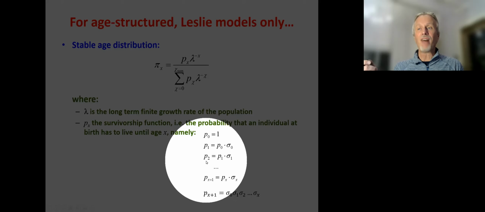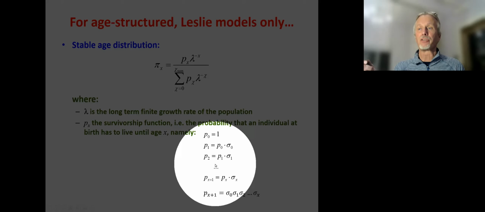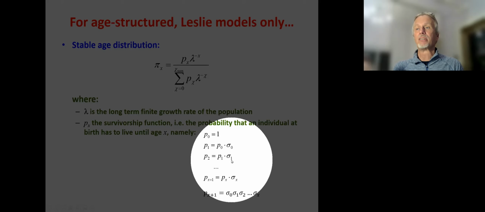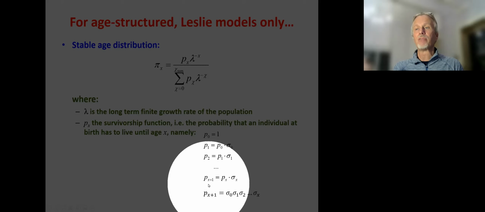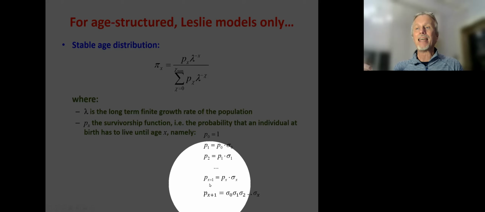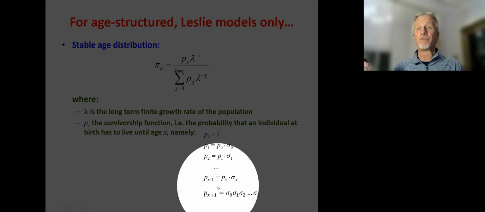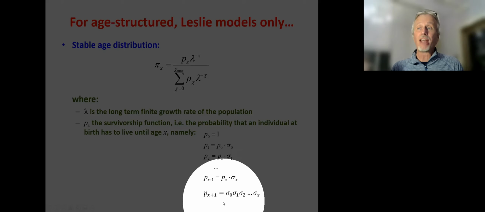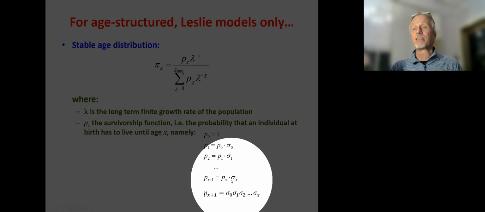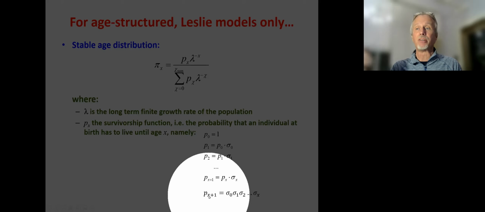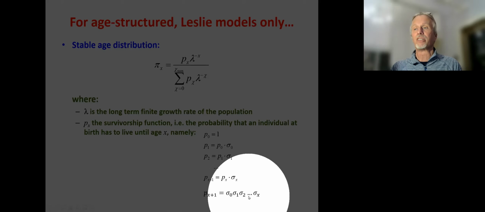The probability of surviving from birth to age 2 is equal to the probability of surviving from birth to age 1 times the survival from age 1 to age 2. So it's P1 times sigma 1. So in general, we can write P of x plus 1 is equal to P of x times sigma x: the probability of surviving until age x plus 1 is equal to the probability of surviving from birth to age x times the probability of surviving from age x to age x plus 1, which we have indicated as sigma x. And because P of x can be computed recursively, we can say that P of x plus 1 is equal to sigma 0, sigma 1, sigma 2, up to sigma x.